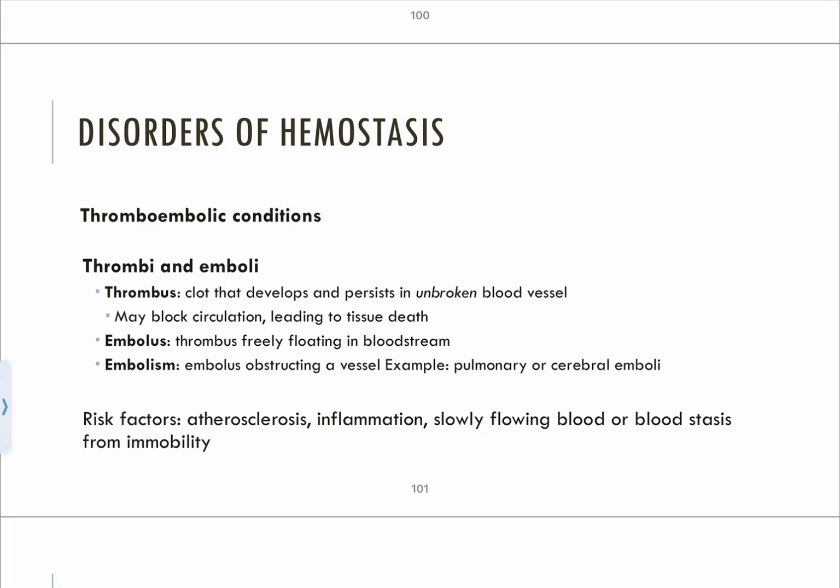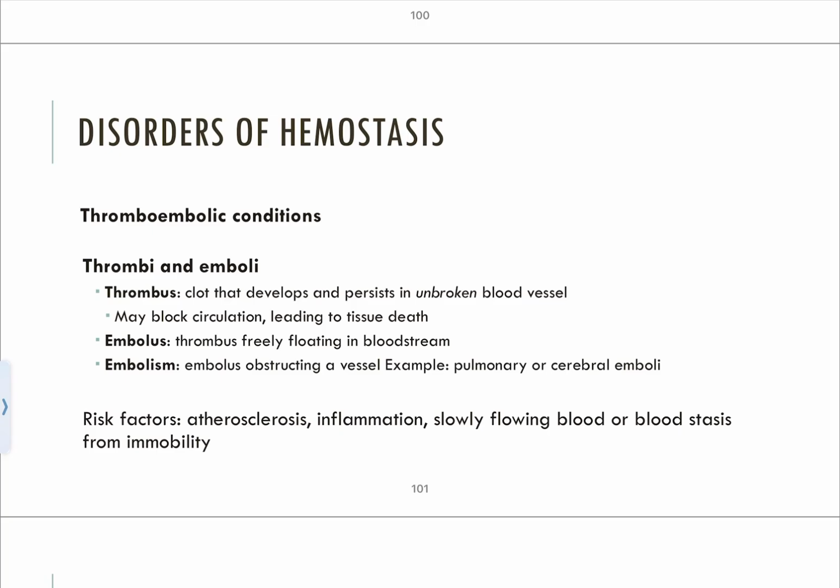If we're talking about an embolus, this is a thrombus or a clot that is freely floating in the bloodstream. And if we talk about an embolism, this is an embolus or freely floating blood clot that's obstructing a vessel. So if you've ever heard of a pulmonary embolism, that would be a thrombus that's blocking one of the blood vessels in your lungs.